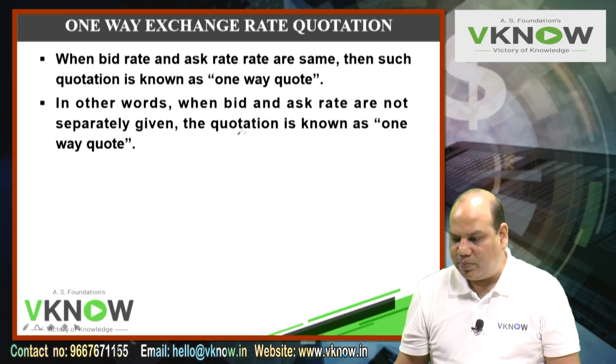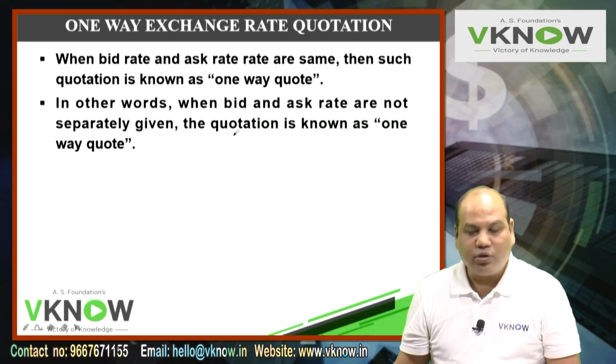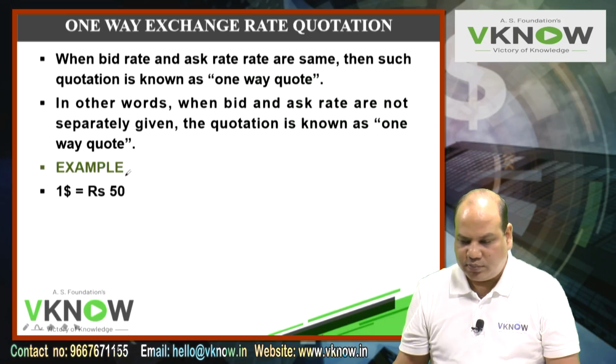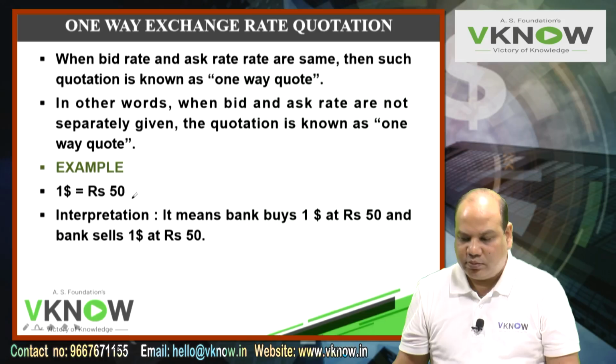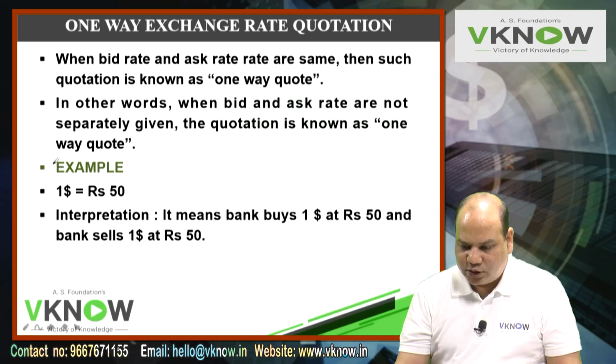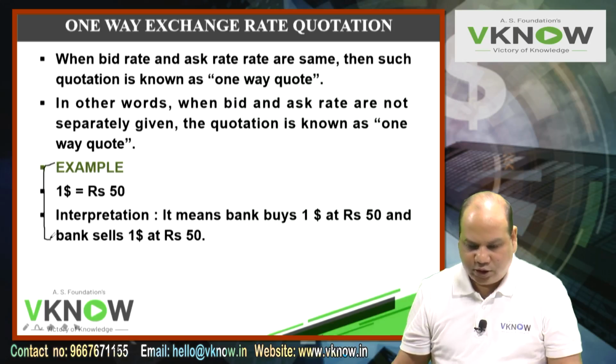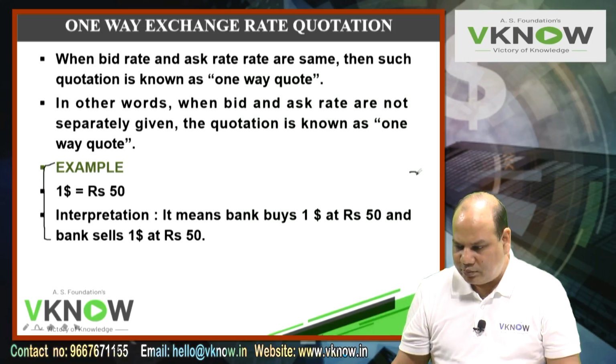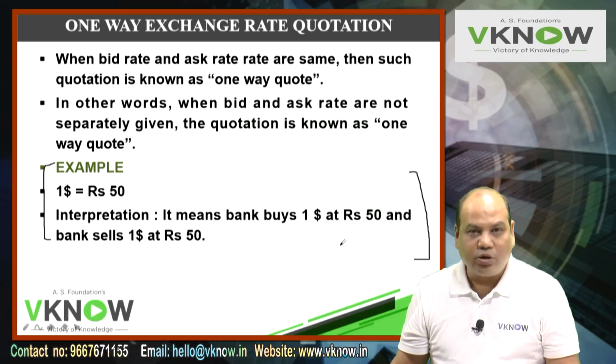In other words, when bid rate and ask rate are not separately given, the quotation is called one-way quotation. Example, $1 is 50. It means the bank is willing to buy at 50 rupees per dollar, bank is willing to sell at 50 rupees per dollar. This will happen only in your classroom and exams. In real life, this may not happen. Otherwise, the bank will not make any profit.